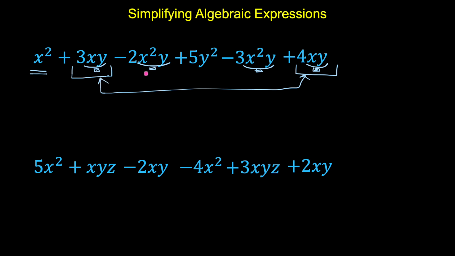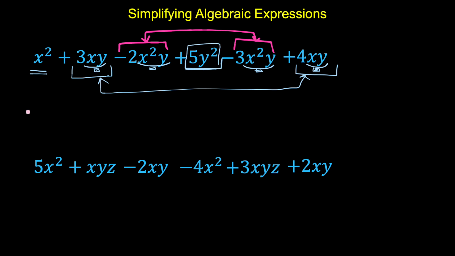And for the next one, we have a basket including x squared y. So we need to look for another basket which includes exactly x squared and y. And here we have a basket which is exactly like this basket. So both terms are like terms. And for the last one, we have positive y squared. We don't have any other y squared, so we need to keep it by itself.